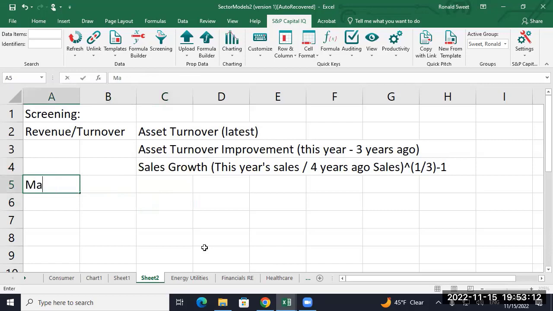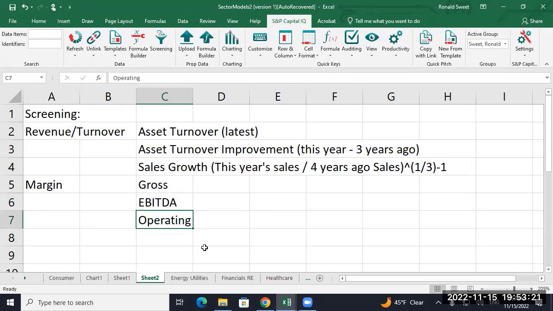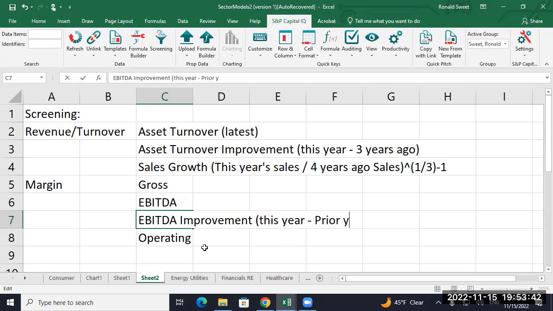You want to bring in something on margins. I always bring in gross and EBITDA. You might try operating. I'm not sure their definition of operating margin. It's often real close to EBITDA margin, but I would bring in those 3 margins. You might do the exact same thing here. You do EBITDA margin improvement, this year minus prior year.